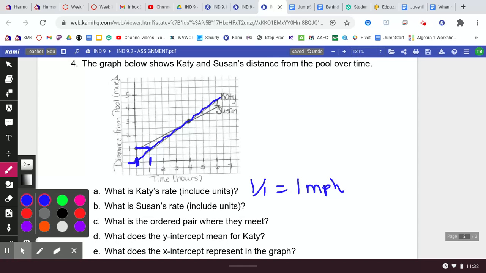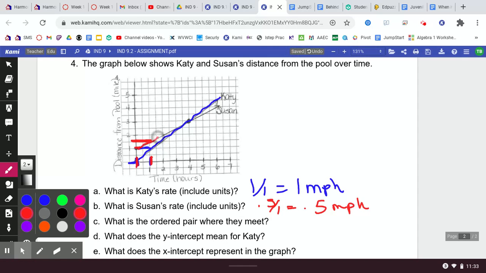Good. And then what is Susan's rate, Grace? Okay, so Susan in that 1 hour goes from here to here, which is what? 0.5 over 1, which is 0.5 miles per hour. And that should flesh out.